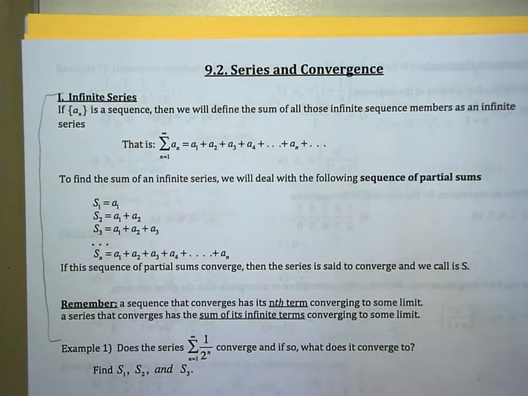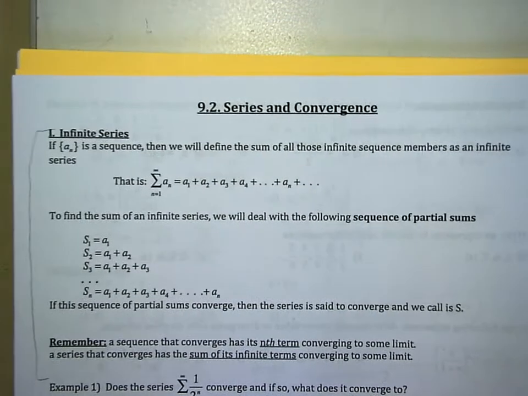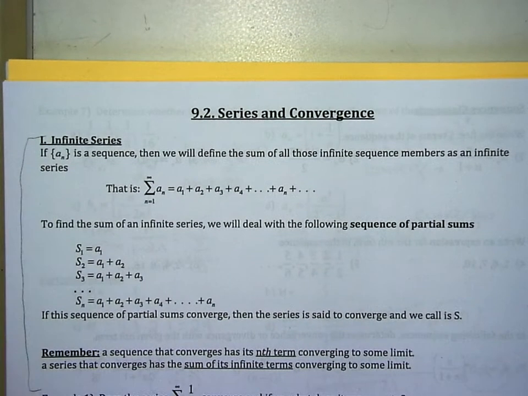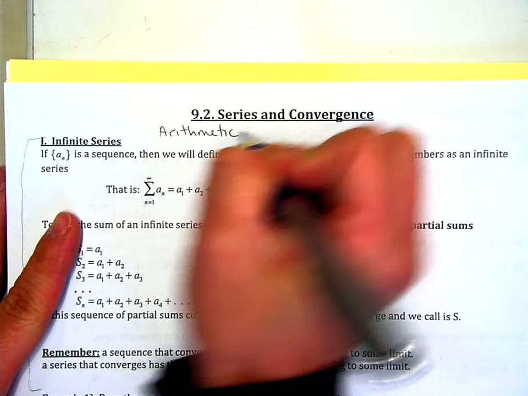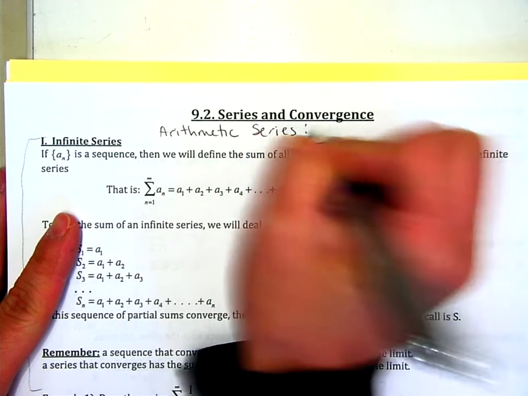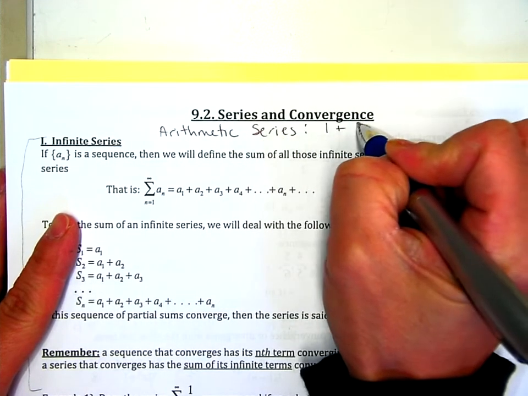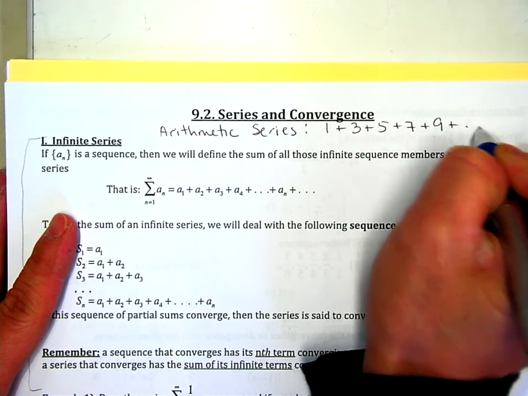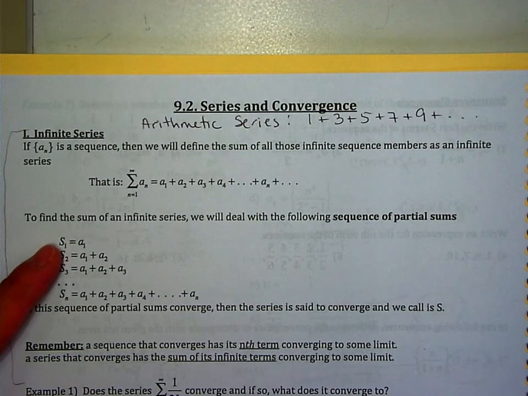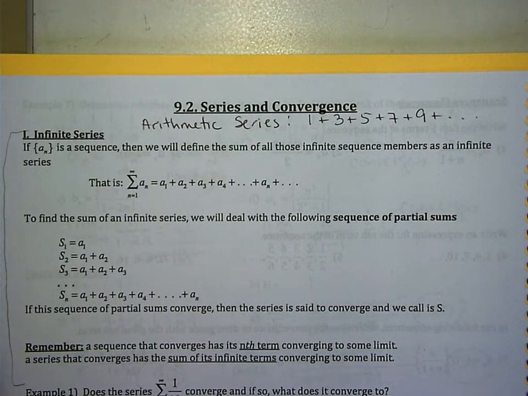The two types of series that you have previously covered in pre-calc should be an arithmetic series. An arithmetic series is just a series where the pattern is you are adding the same number every single time. So if you notice in this particular series, you are adding 2 every single time. This is called an arithmetic series.